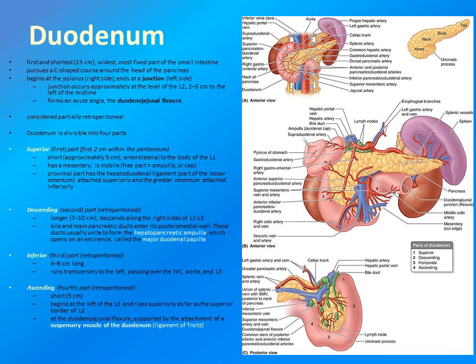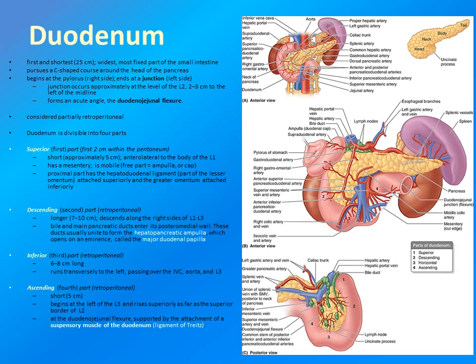The descending part, region number 2, descends along the right sides of L1 through L3. The bile and main pancreatic ducts enter this region. They usually unite to form the hepatopancreatic ampulla, which opens on an eminence within the lumen of the small intestine, known as the major duodenal papilla.